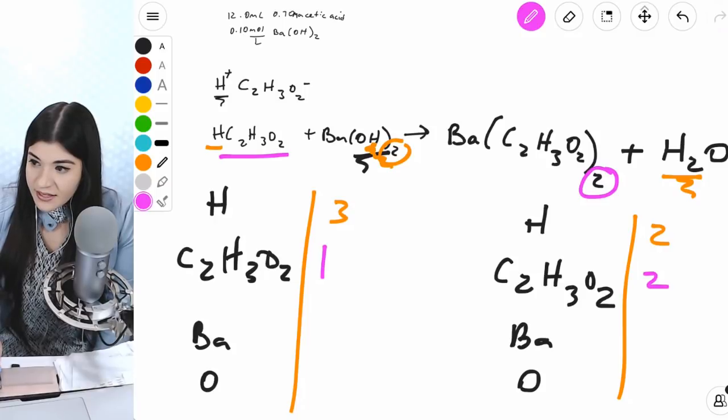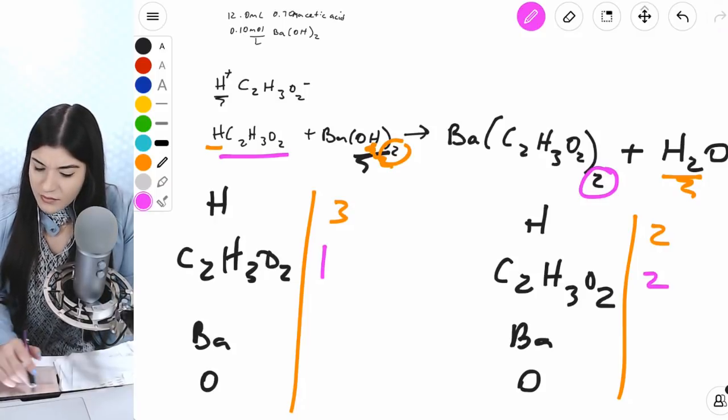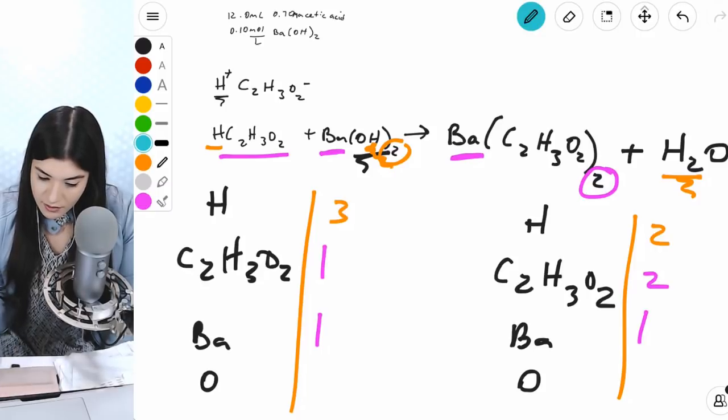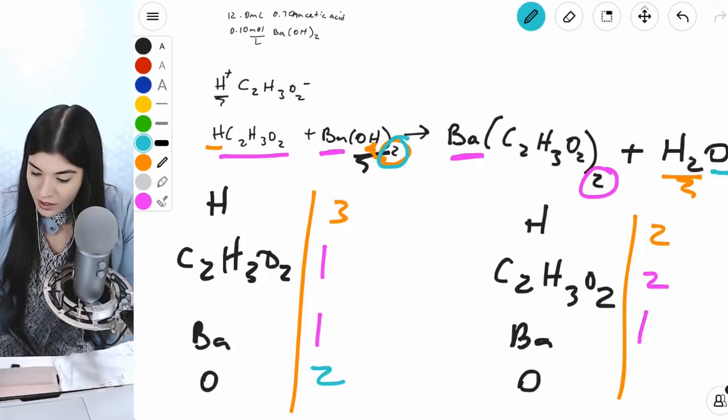Okay, and then next, barium would have been 1, and then barium here would have also been 1. Oxygen, let's see what that would have given us. Here, let me highlight that. So it would have been 2 on this side, and then there would have just been 1 on the other.